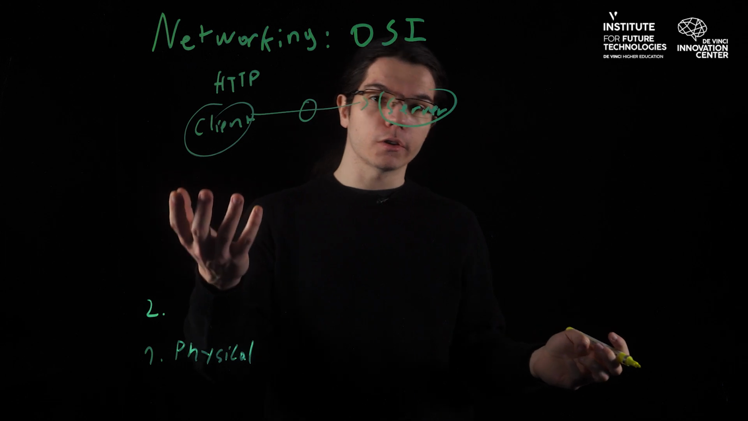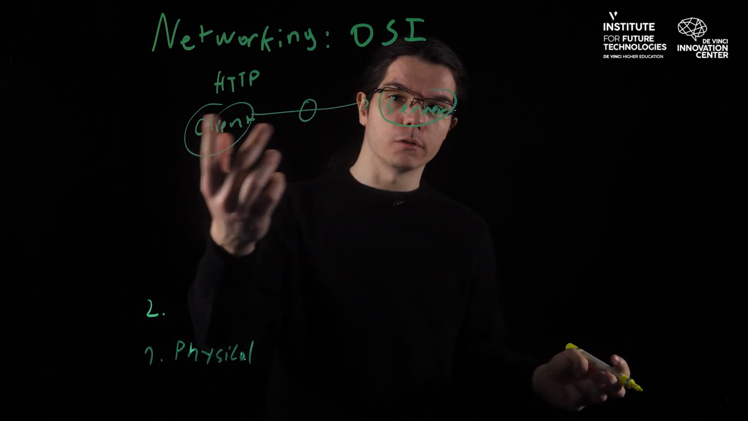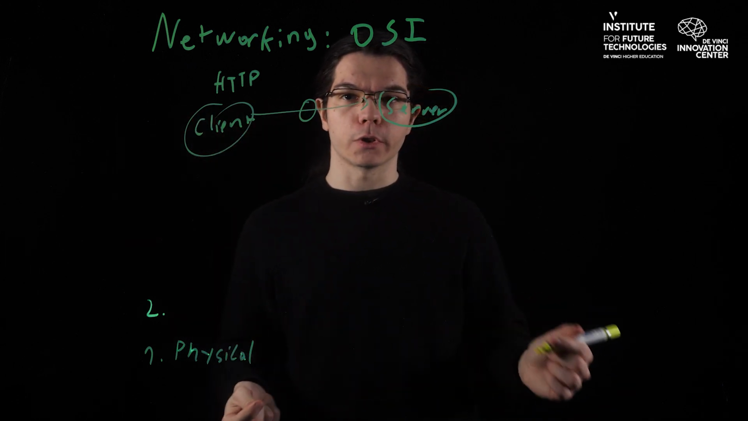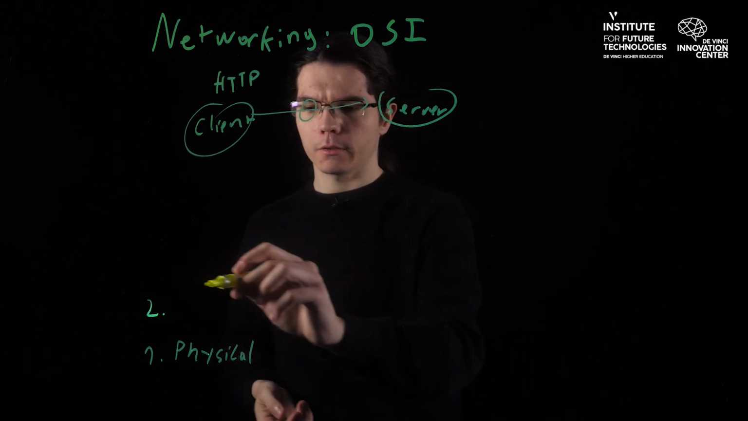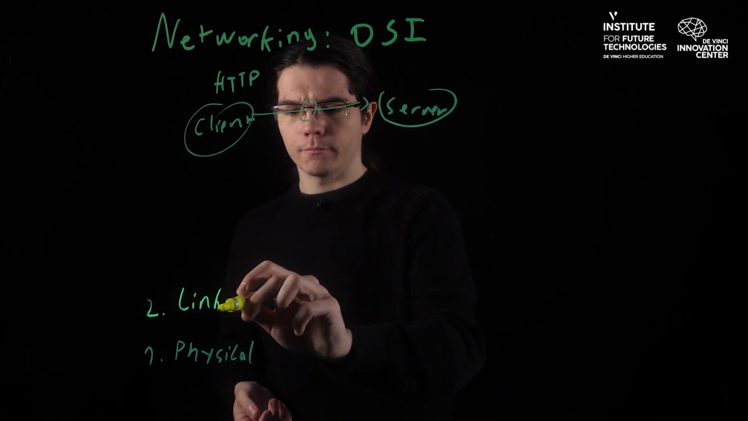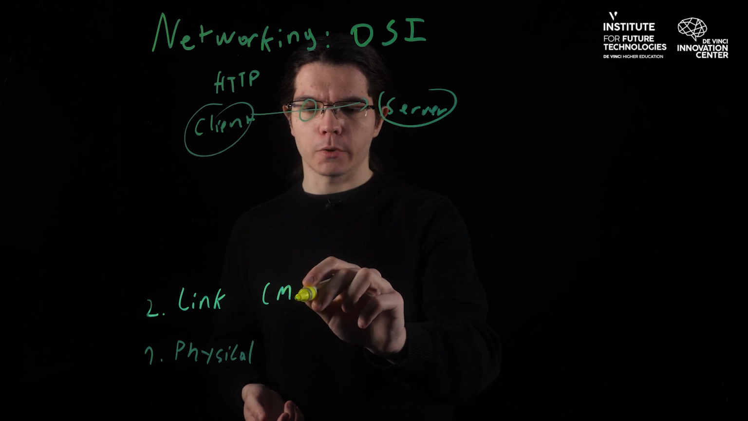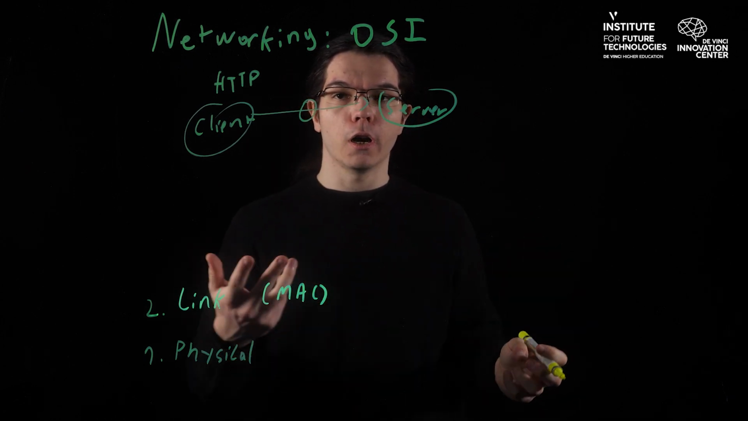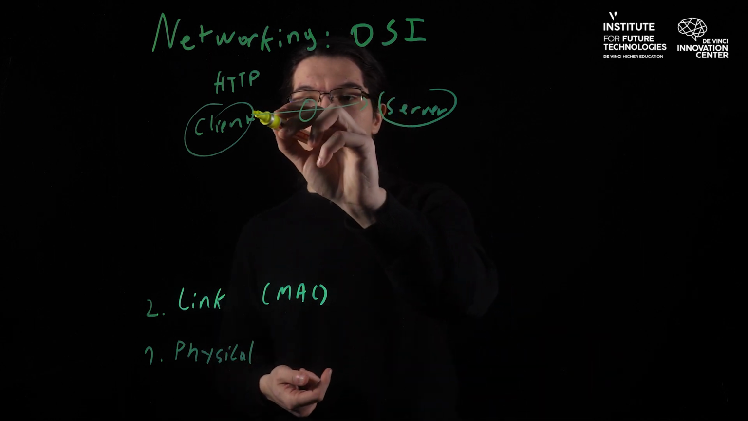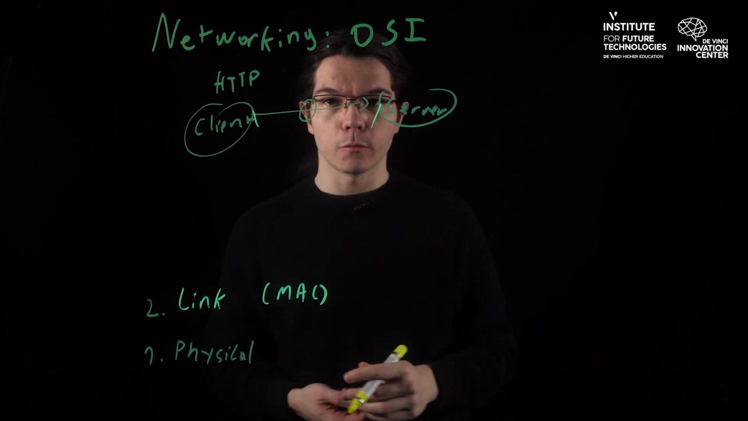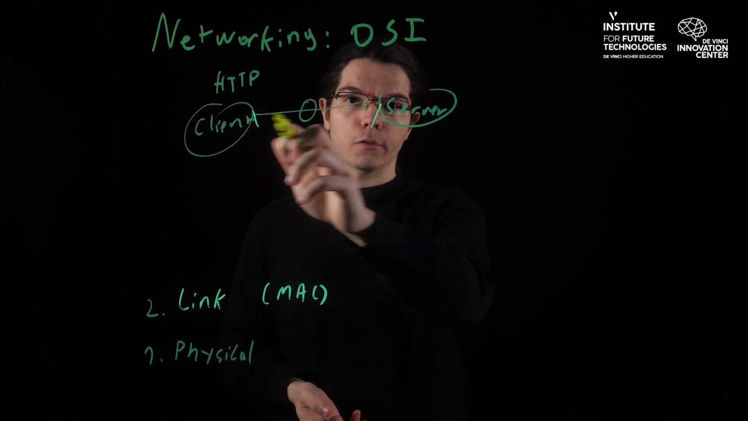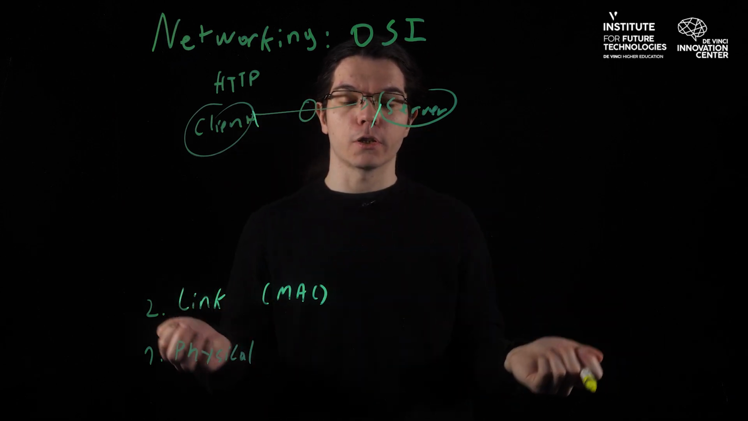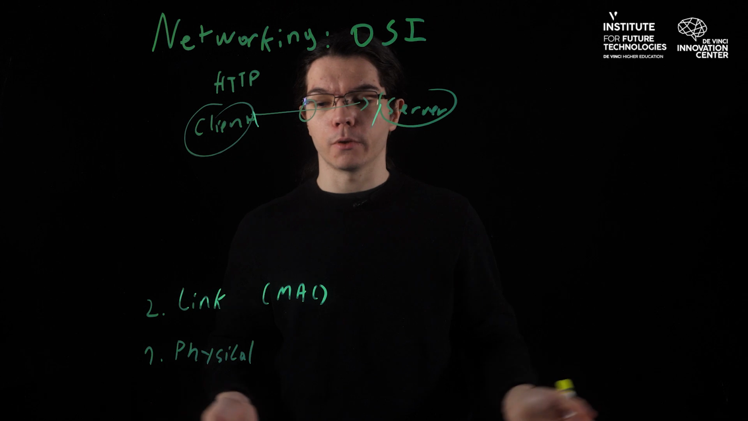The second thing you have to do is to make the two computers see each other physically on the same, not network, but on the same one-on-one interaction. This one-on-one interaction, usually we call that the link. And this is where something like the MAC address comes in. The MAC address is the address of the hardware of the two computers. So this client interface here would have a MAC address and the server would also have one.